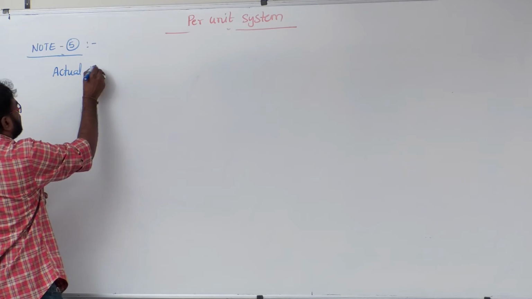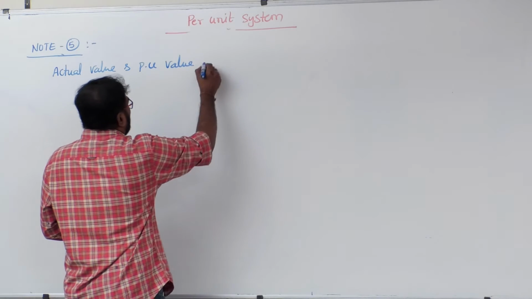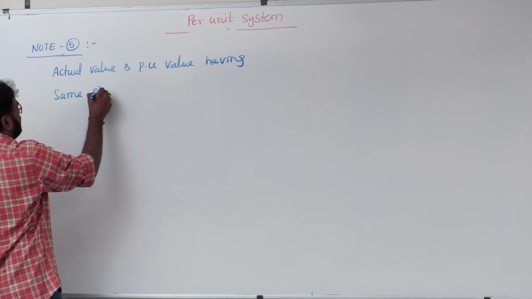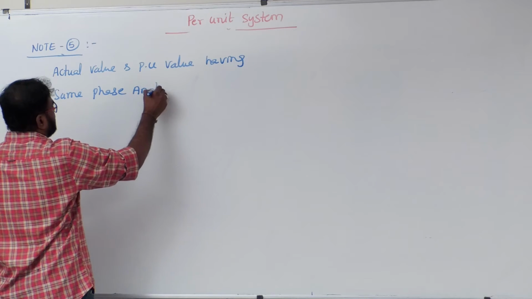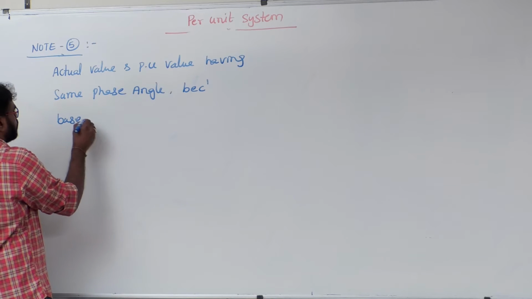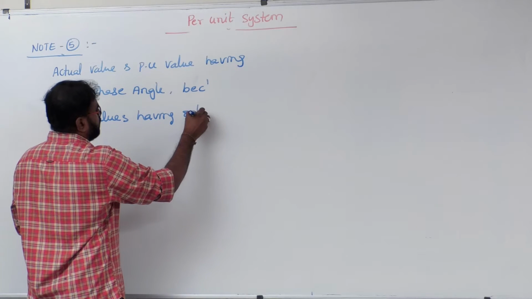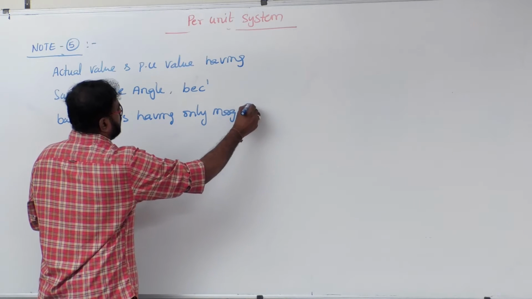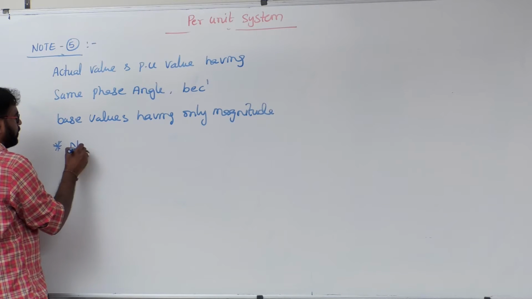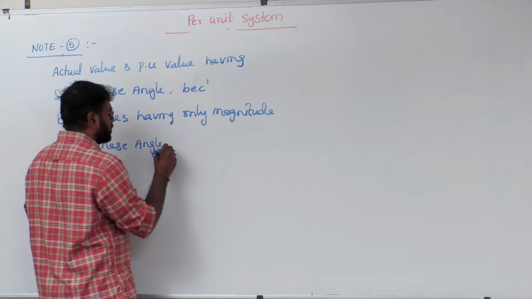Actual value and per unit value have the same phase angle, because base values have only magnitude, indirectly no phase angle for base quantities.